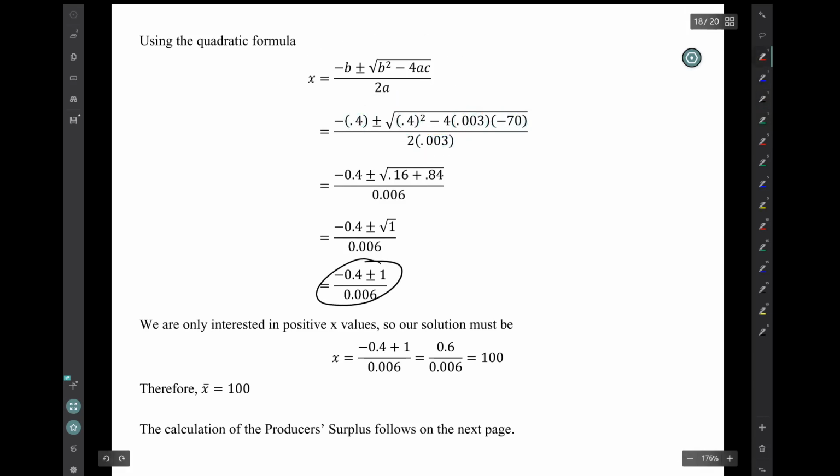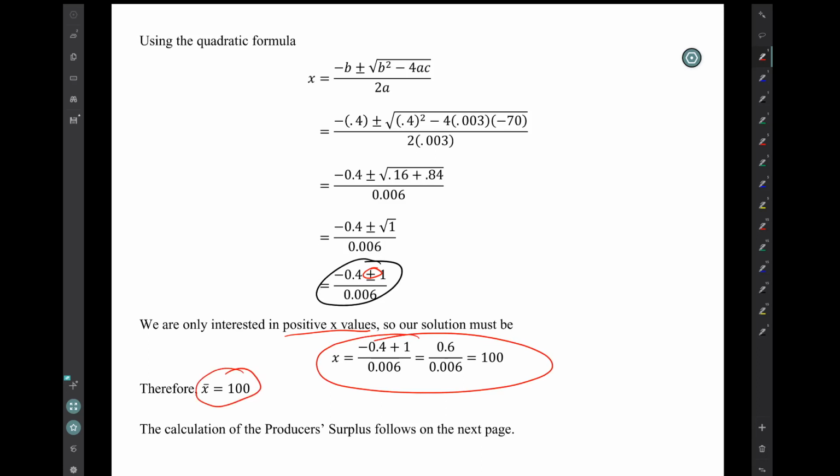Now we're only interested in positive x values because we're considering quantity of items that are going to be supplied. You can't have a negative quantity. So we only care about the plus in that plus minus. So our solution is there, x equals 100. So that means that our x bar is equal to 100. Now we're ready to compute the producer's surplus by doing that definite integral.